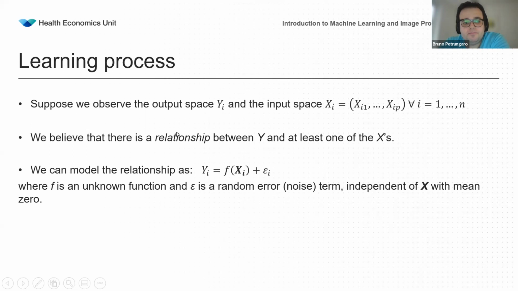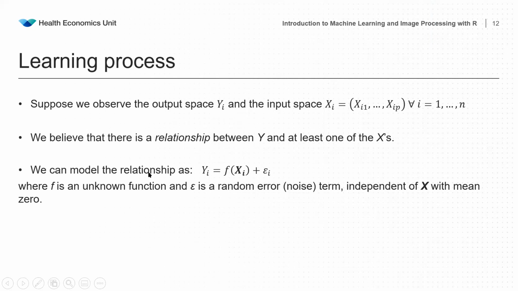So suppose we have what we call an output space, yi, where we're trying to understand, for example, if you're trying to predict the weight of a person, and probably when we're talking about the weight of a person, that input space will probably have the height and maybe some life habits that might drive the weight of a person. We believe that there is a relationship between the weight of the person and the data we have, or at least with one of them.